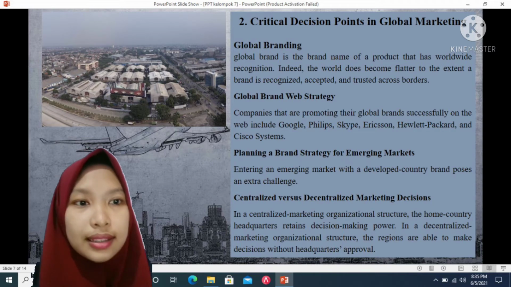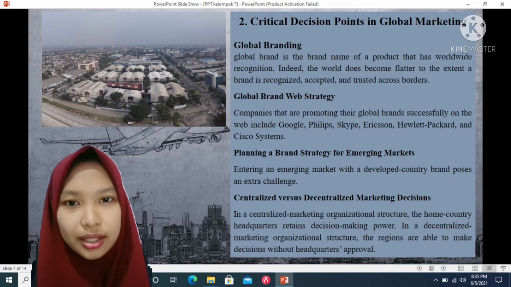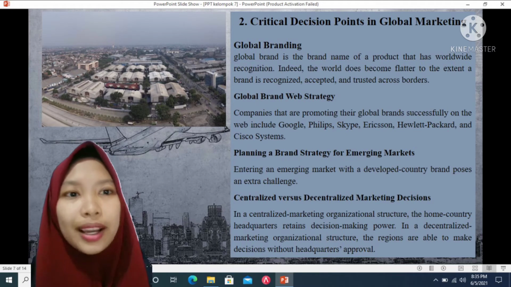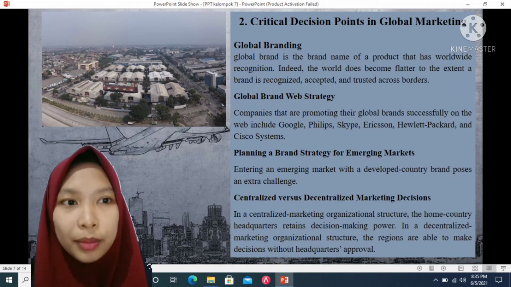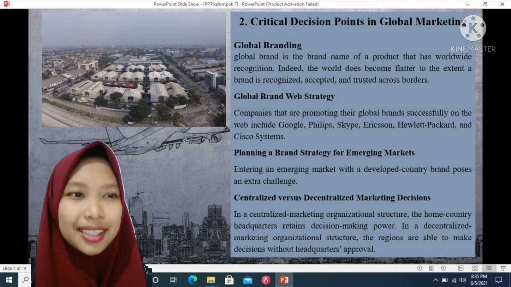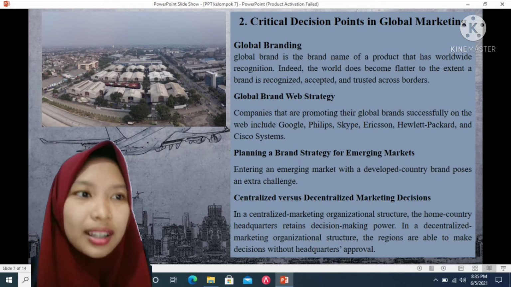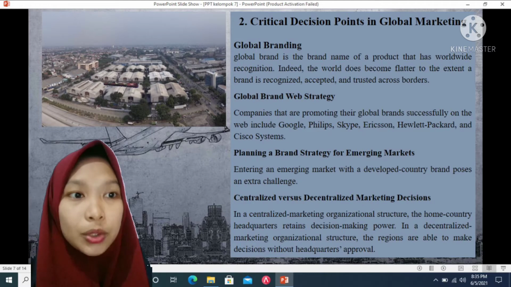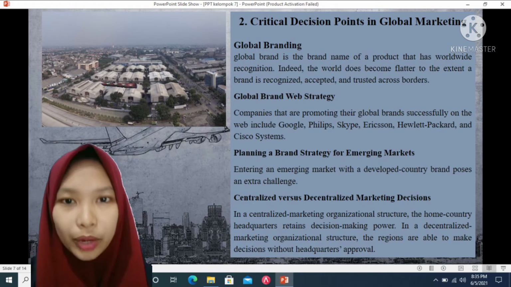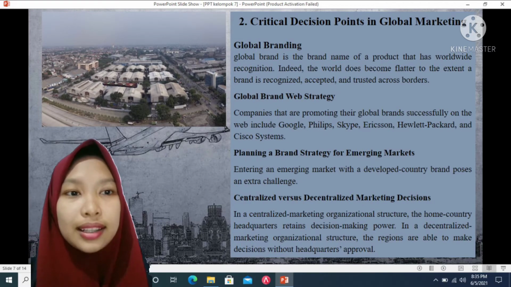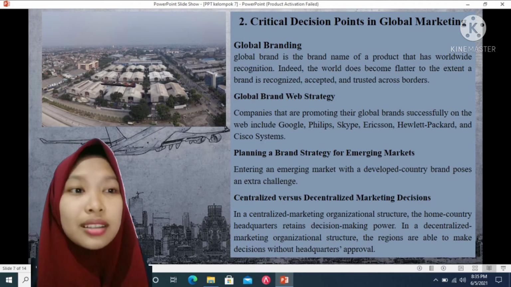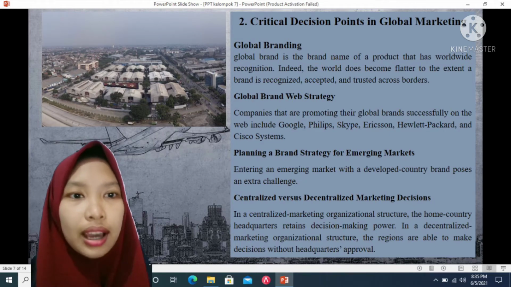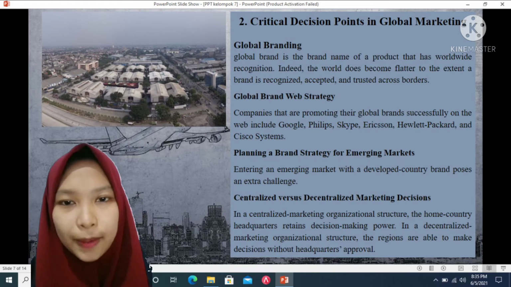Centralized versus decentralized marketing decisions. Who has the authority to make marketing decisions? Okay, in a centralized marketing organization structure, the home country's headquarters retains decision-making power. In a decentralized marketing organization structure, the regions are able to make decisions without headquarters approval.